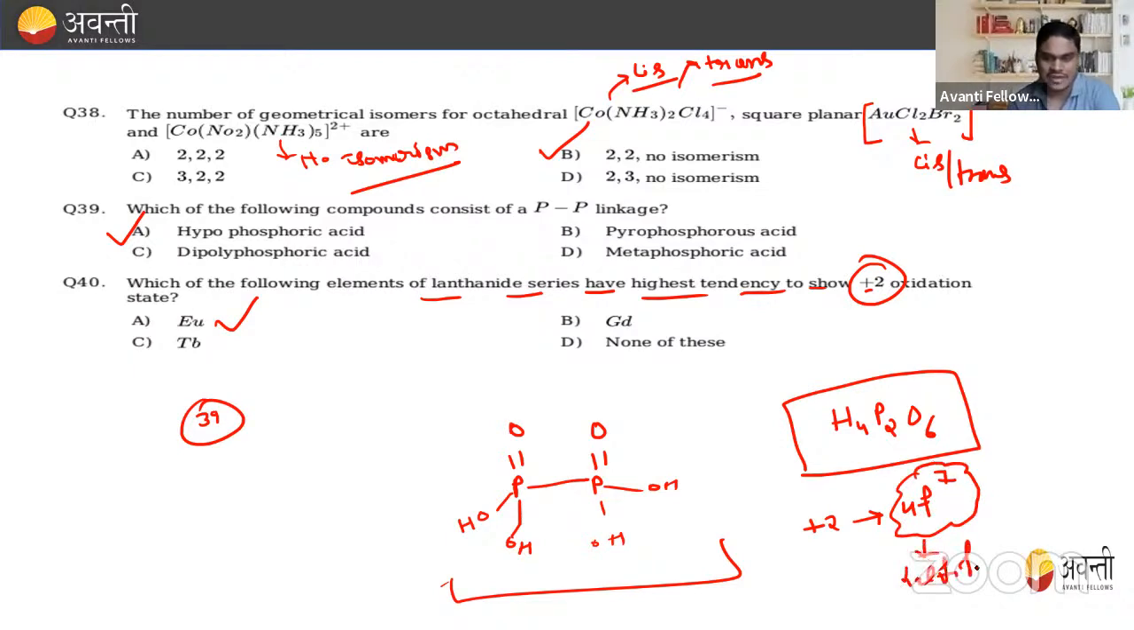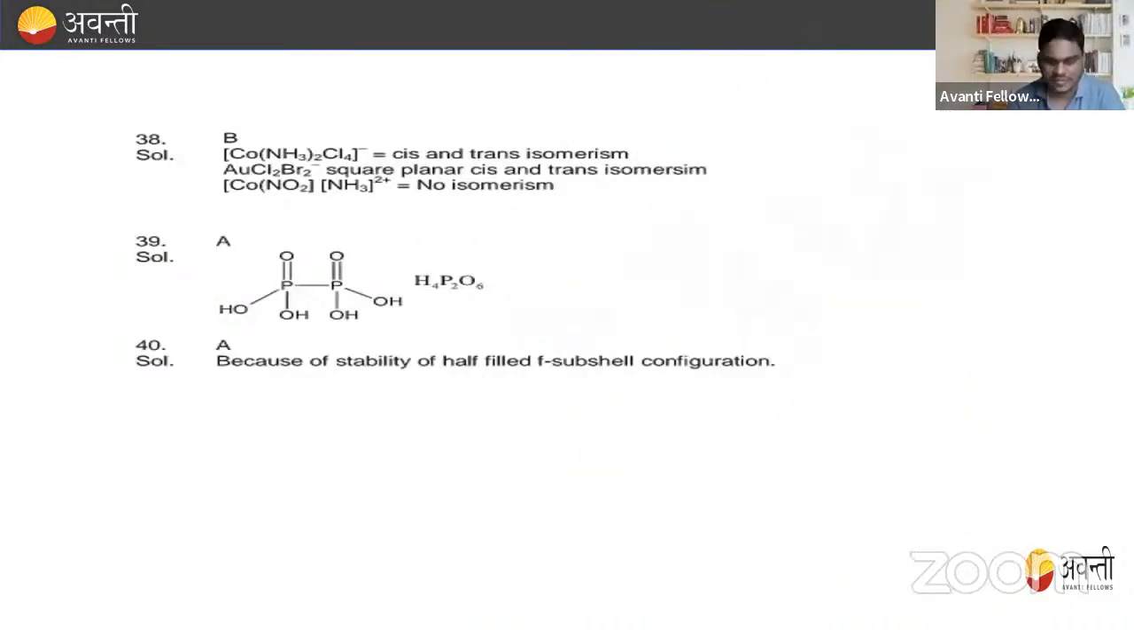This half-filled is a much more stable configuration, right? That's why, out of these four options, the question asks which element of the lanthanide series has the highest tendency to show +2. So the correct option is Eu, because as soon as Eu shows +2 oxidation state, it becomes half-filled, and we already know that half-filled and fully filled are much more stable as compared to any other state, right? So for this question, the correct option is A. I hope it is clear to everyone, right?